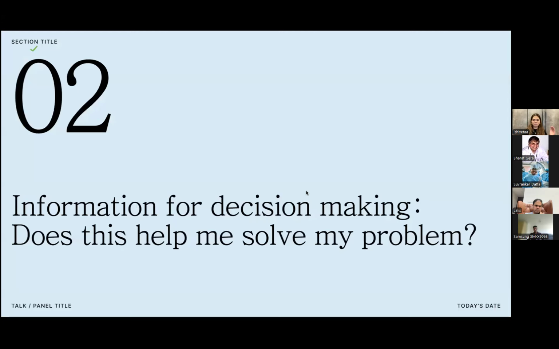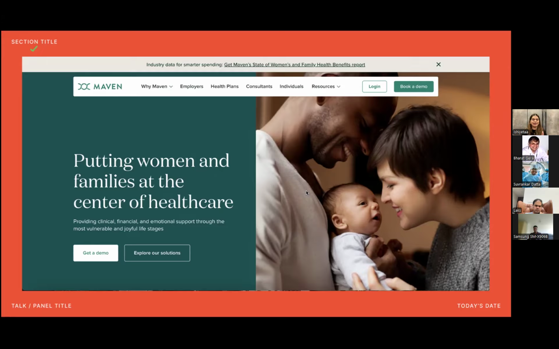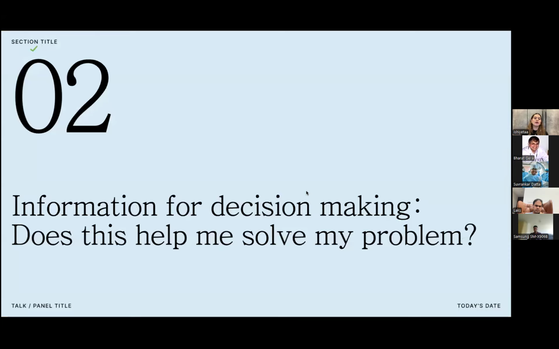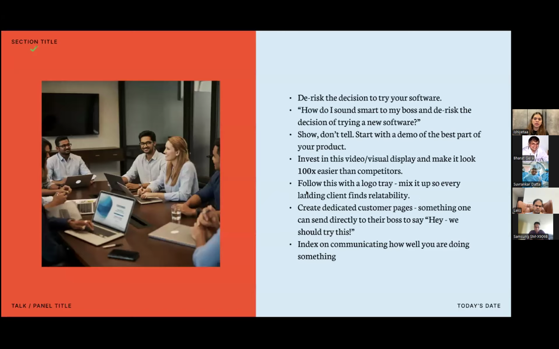So that is the first layer of the iceberg, which is the landing fold. The moment you convince a user at this point and you help them find relatability, they are ready to go to the next step, which is information for decision making. So after they've resonated with your offering, they need more information to make a decision of becoming a paid user. So then they go into this mind frame of, okay, does this help me solve my problem?